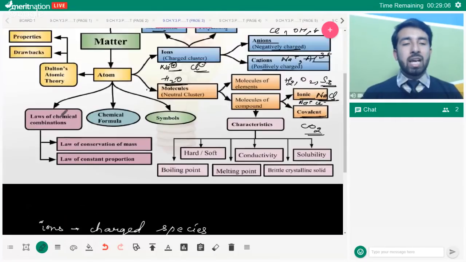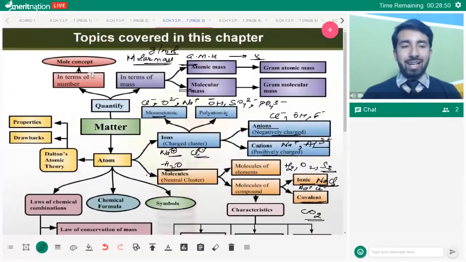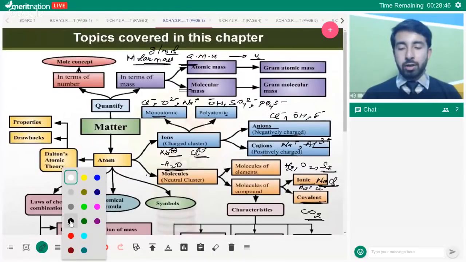Compounds we have discussed in the last chapter. You can watch the video of the previous session, and you'll be clear with the concept of what compounds are. Now, moving on to the mole concept, which is one of the most important parts of your chapter.